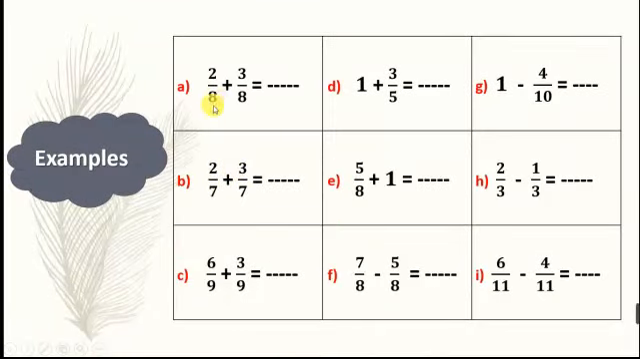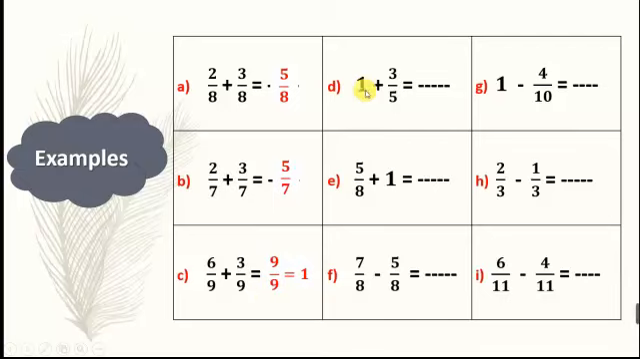First one, 2 over 8 plus 3 over 8. Same denominator, keep it without any change, and then 2 plus 3 equals 5, so we get 5 over 8. Number B, 7 and 7, so the denominator will be 7, and 2 plus 3 equals 5, so it will be 5 over 7. Here, 9 over 9, excellent, which equals 1.